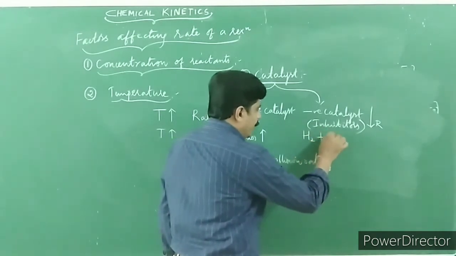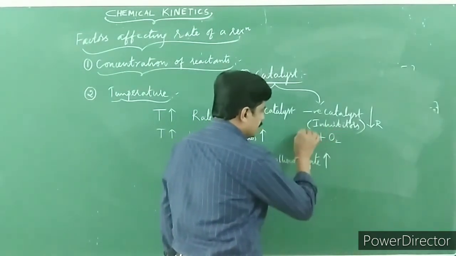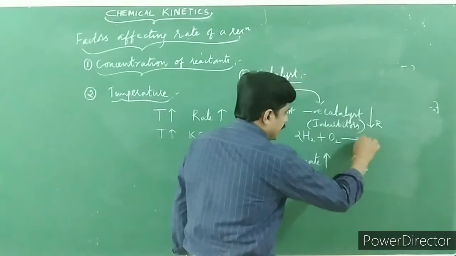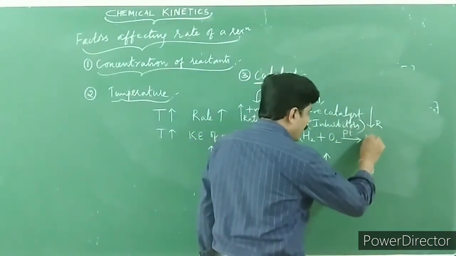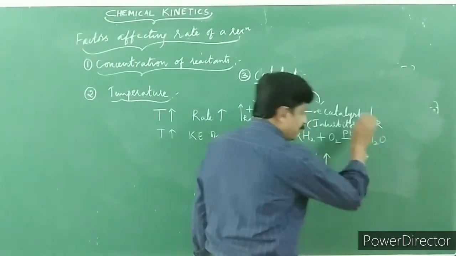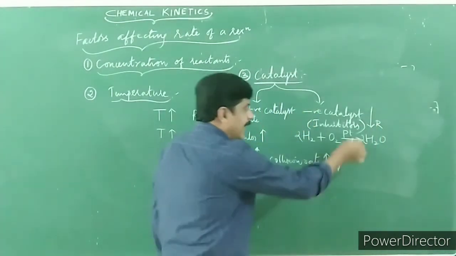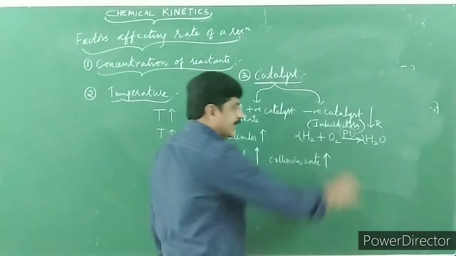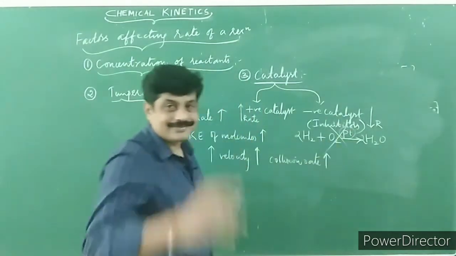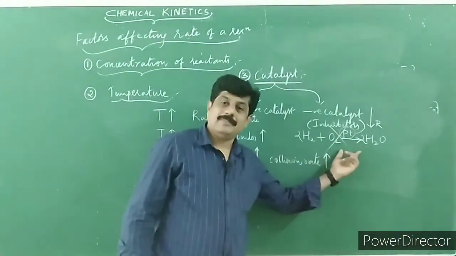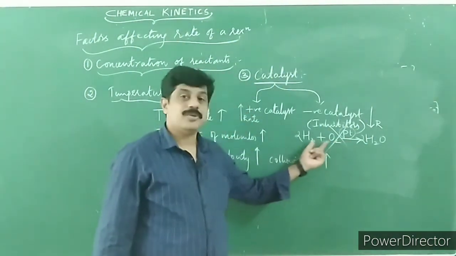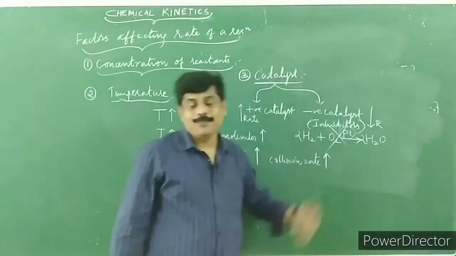Let me quote an example here. Imagine hydrogen reacts with oxygen in the presence of platinum to form water. Remember, if platinum is not there as a catalyst, the reaction will not take place. Hope you understand that. Only in the presence of platinum as a catalyst here, hydrogen combines with oxygen to give you water.